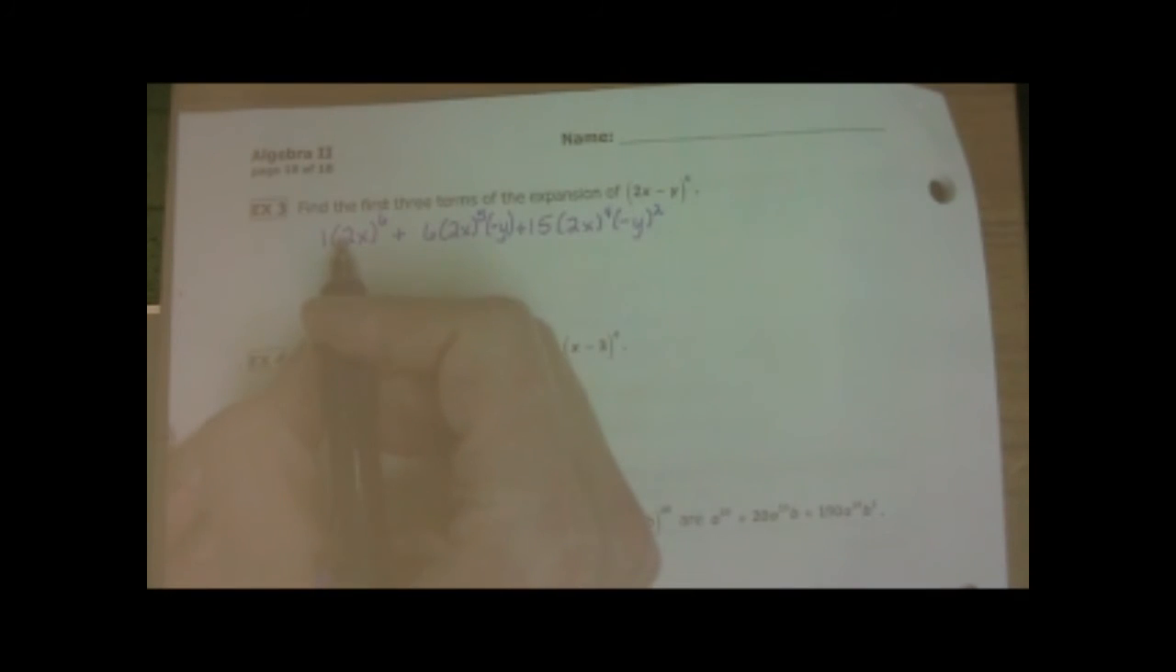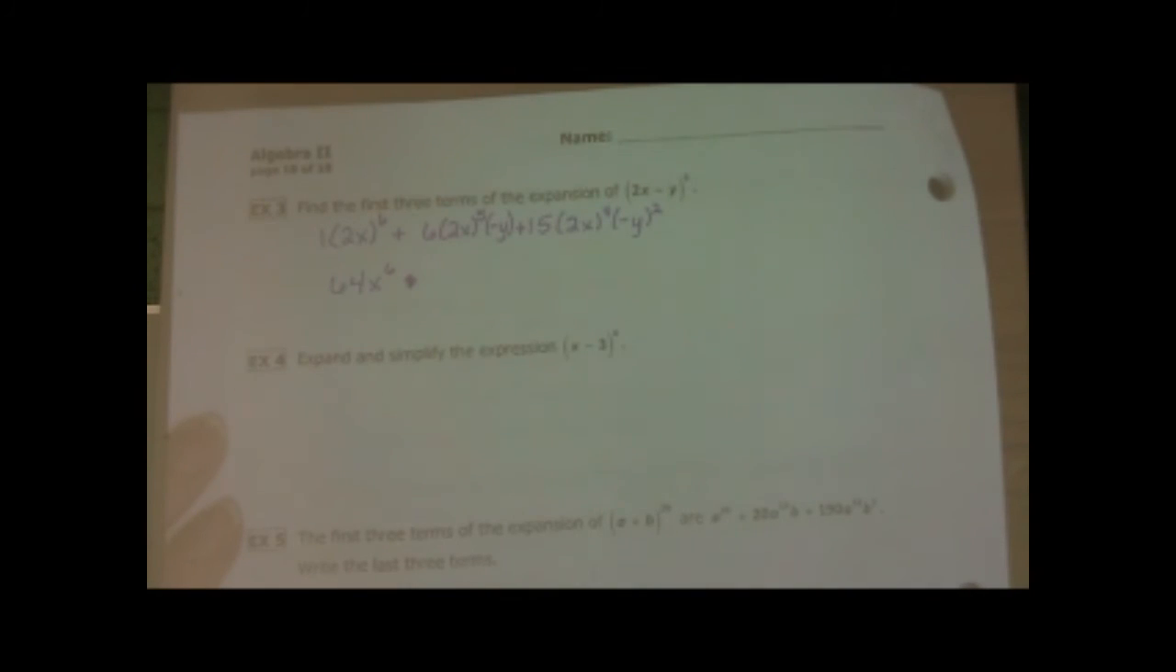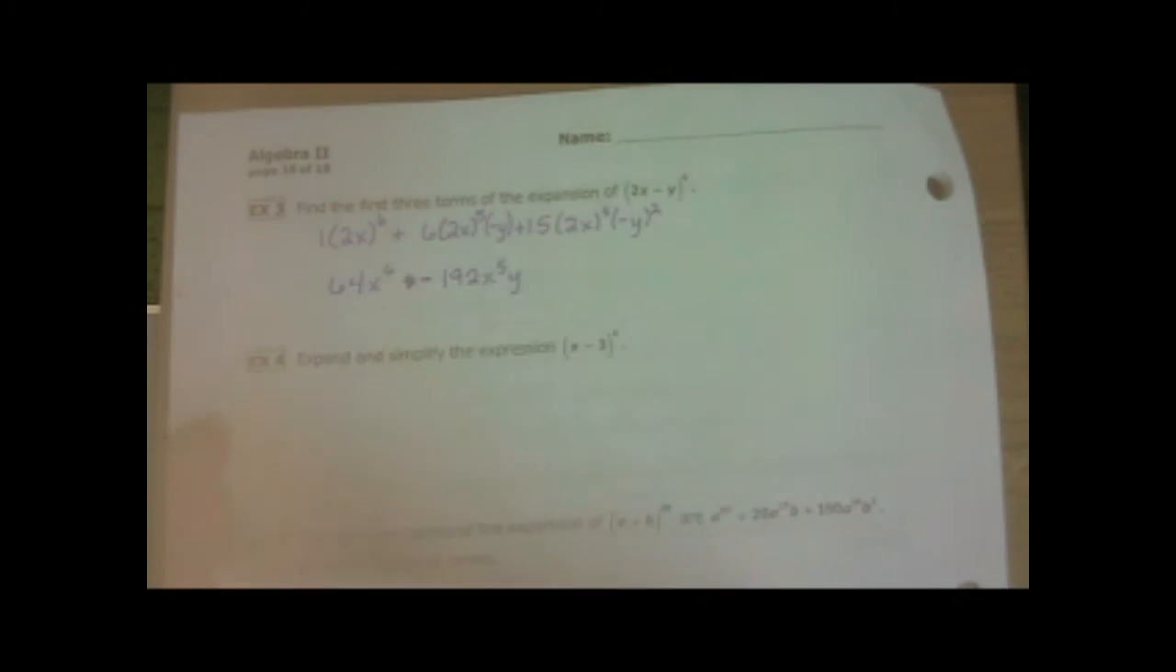Now we need to multiply this out. 2 to the sixth is 64. So this is 64 x to the sixth. We put a plus here. I've got 2 to the fifth, which is 32, times 6, which is 192, but it's times a negative. So minus 192 x to the fifth y.